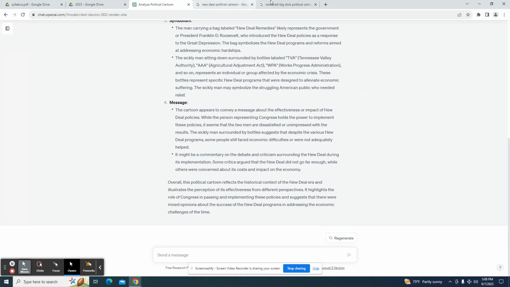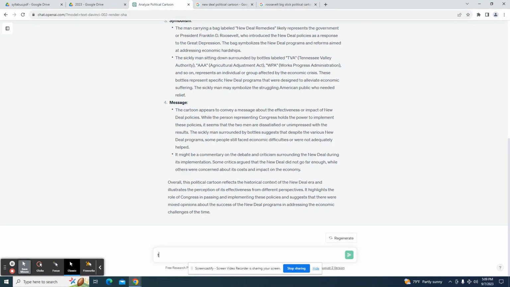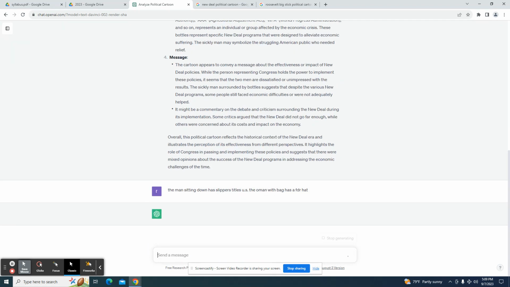We could possibly ask it some additional questions. We could say, it does say U.S. on the slipper. The man sitting down has slippers titled U.S. The man with the bag has an FDR hat.